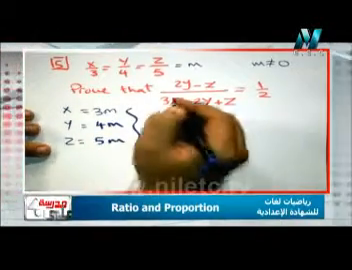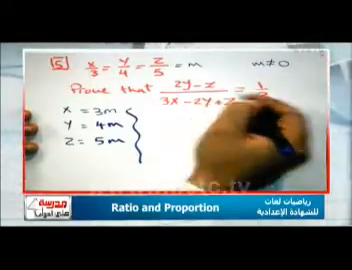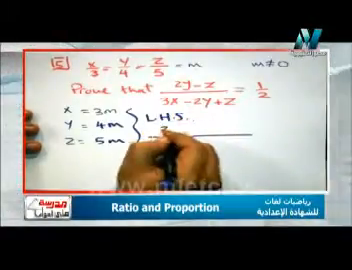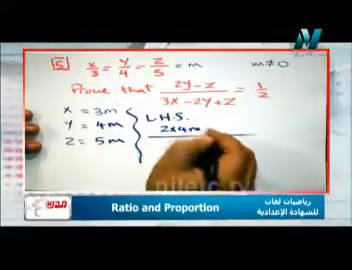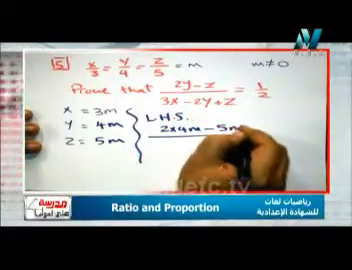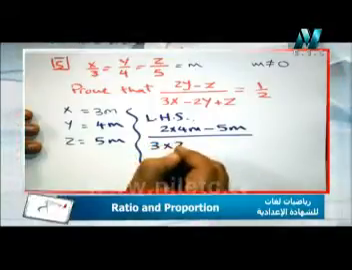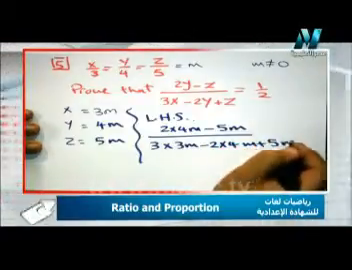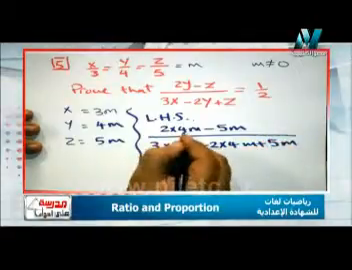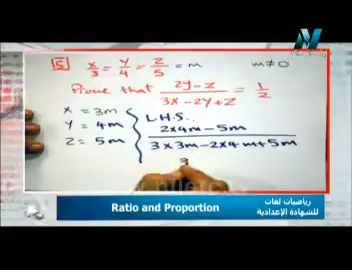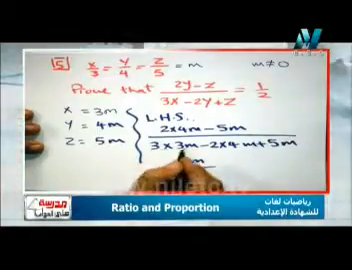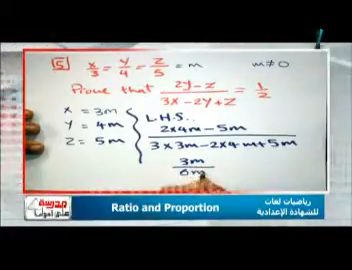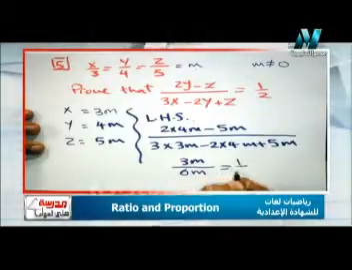Now, let's work on the left-hand side and simplify it to find 1 over 2. For the left-hand side, we have 2y, 2 multiplied by 4m, minus z, which is 5m, over 3x, which is 3 multiplied by 3m, minus 2y, which is 2 times 4m, plus 5m. Okay, 2 times 4m, which is 8m, minus 5m, the answer is 3m. And down, 3 times 3m, which is 9m, minus 8m, plus 5m, the answer is 6m. And simplify this, so the answer is 1 over 2.